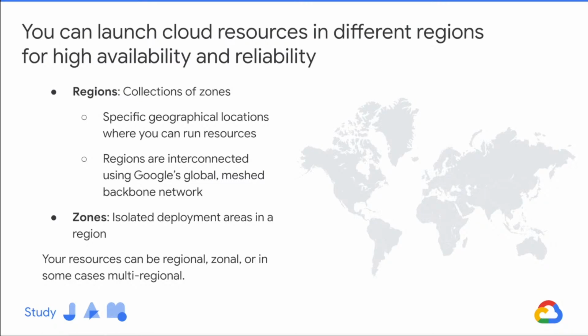A zone is a deployment area for cloud platform resources within a region. A zone should be considered as a single failure domain within a region. In order to deploy a fault-tolerant application with high availability, you should deploy your application across multiple zones in a region to protect against unexpected failures.